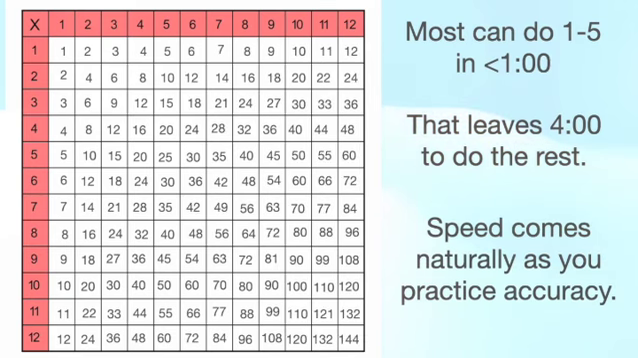And speed comes naturally as you practice your accuracy. And I always told my students, it's not about the speed, it's about the accuracy. Because it doesn't matter if you can complete the chart in 2 seconds if all of them are wrong. There's no point to that. So number 1 goal is to be able to write them all accurately. Number 2 goal is to do them accurately and quickly. And the quickly part really shows how well you have it memorized.